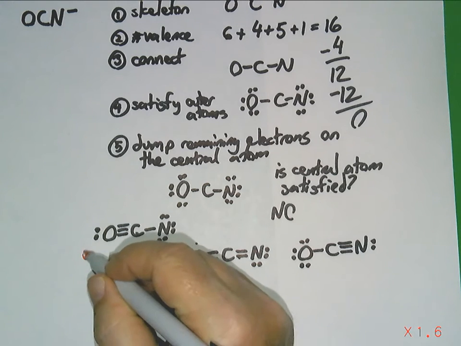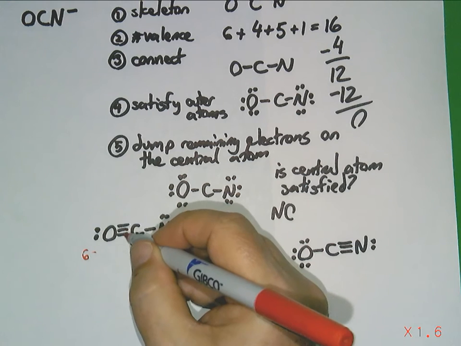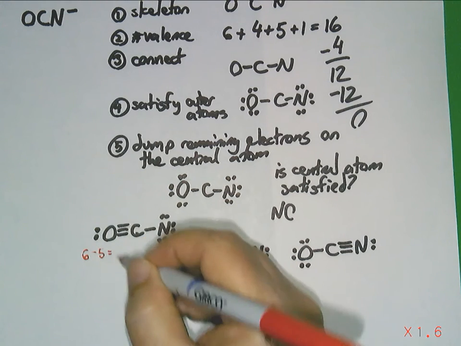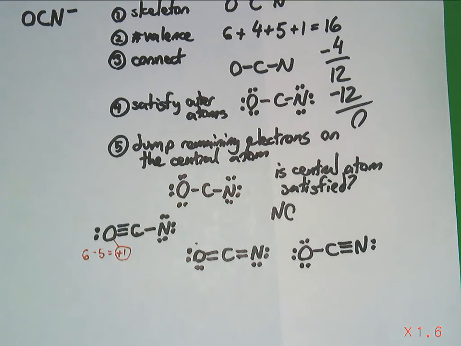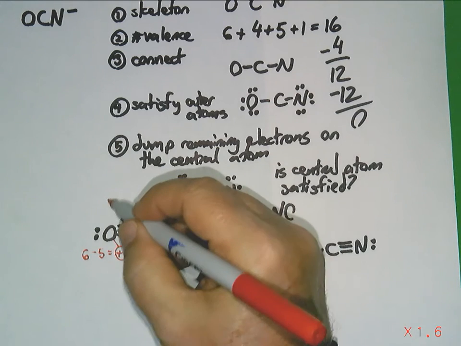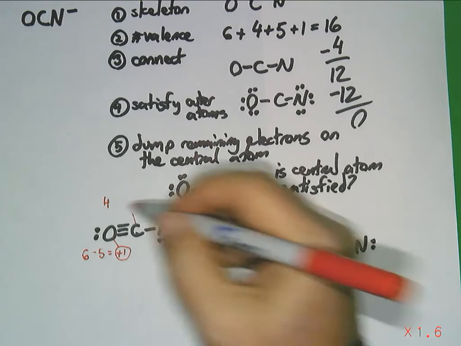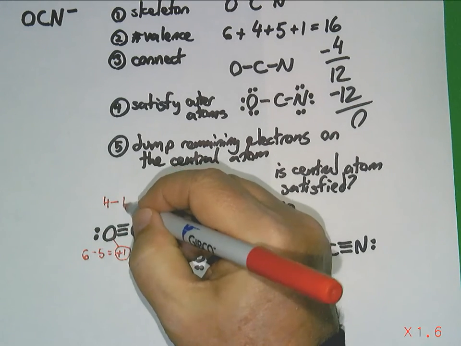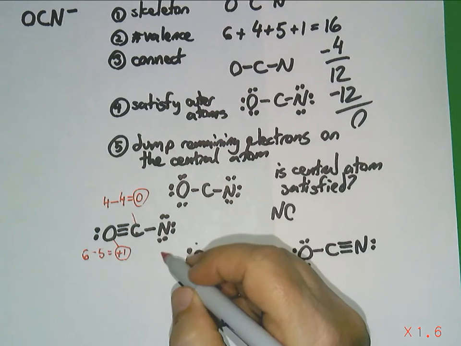Oxygen has got 6 on the periodic table, minus 1, 2, 3 sticks and 2 dots is 5 sticks and dots. So it's got a +1 formal charge on that oxygen. How about this carbon? Let's see, it's got 4 valence electrons on the periodic table, minus 1, 2, 3, 4 sticks is 0. And how about this nitrogen?